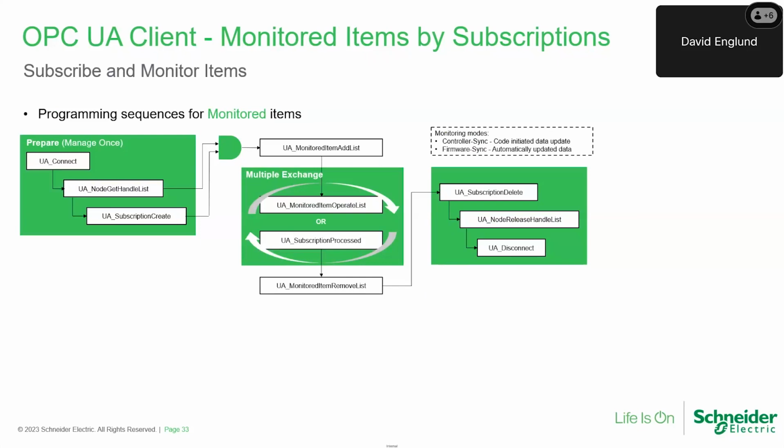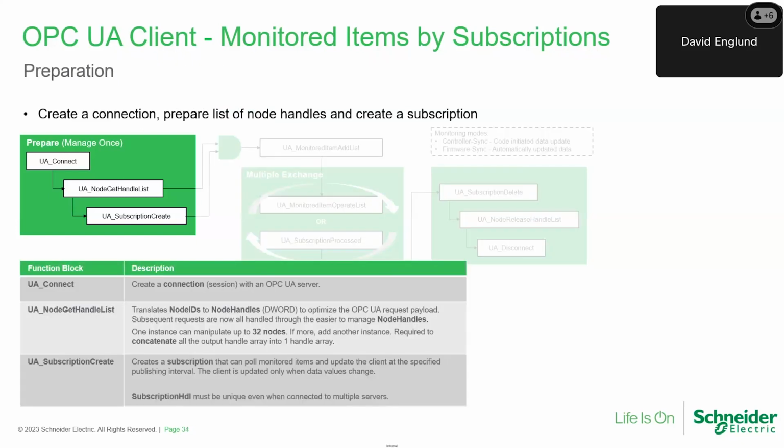The programming for a subscription sequence is to first prepare the connection, then subscribe to items, and then clean up the connection as necessary. The prepare phase for subscriptions is very similar to the prepare phase for explicit reads and writes. The difference is that after we connect to the server and get the node handles, we must also create a subscription. The UA subscription create instruction creates a subscription that can poll monitored items, and it will update the client at the specified publishing interval, which is basically your poll rate.